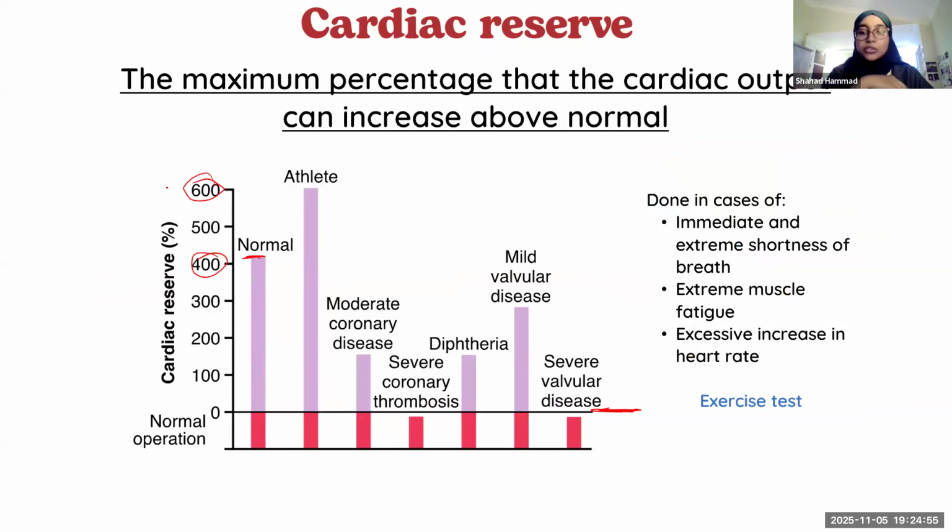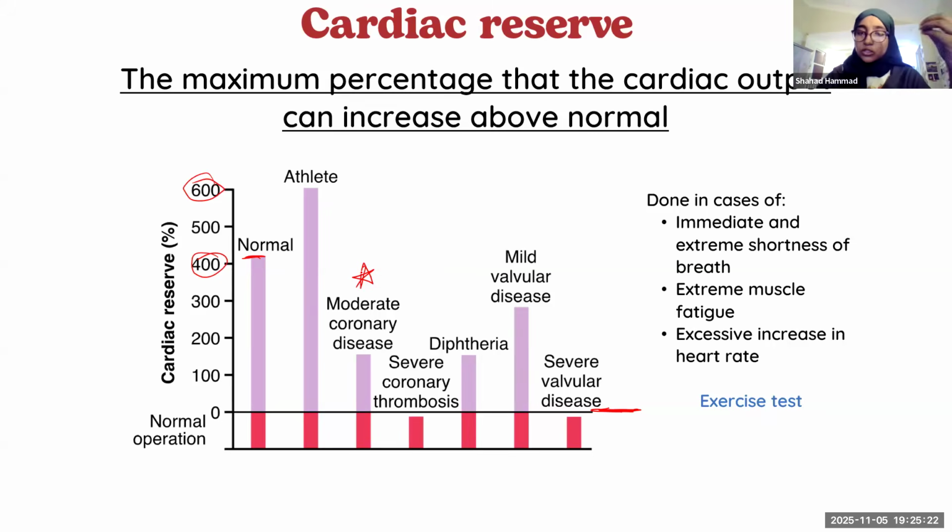However, if we have different types of diseases, and you don't need to know these diseases, except this one, which we will get to, the point I'm trying to make here is that in these different diseases, we have a reduced cardiac reserve because the heart is not pumping effectively. The heart is not able to respond to different demands, or overall, we're not seeing much of a change in the cardiac output from normal to exercise.